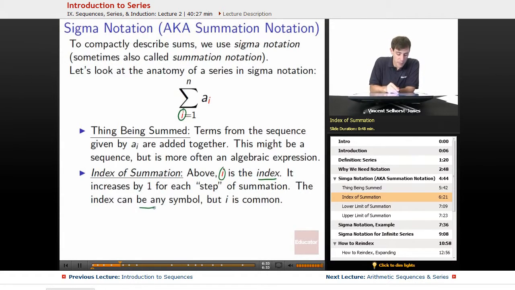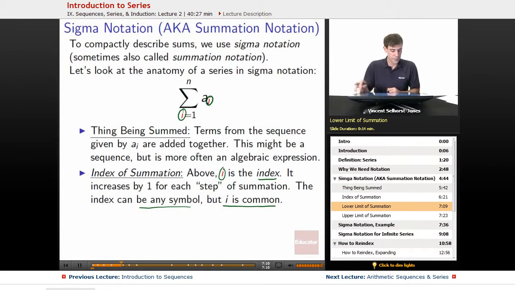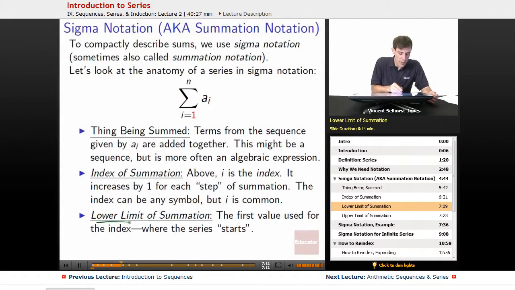The index can be any symbol, but i is very common, and that's what we'll wind up using for the most part in this course. So that's the thing that winds up changing, and notice how i will generally occur over here in the series as well. That's saying this is the thing that changes, this is what will change with each step, this little guy right here.